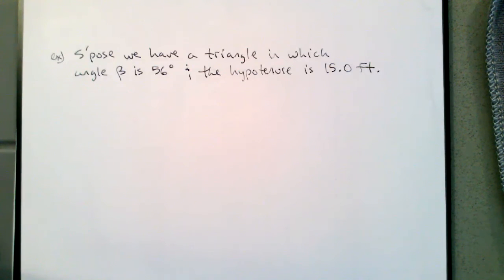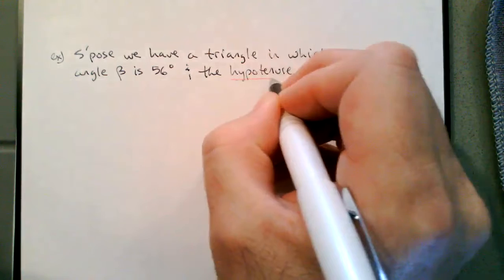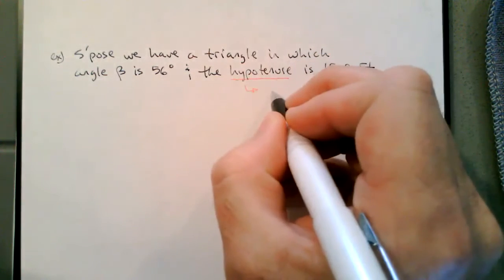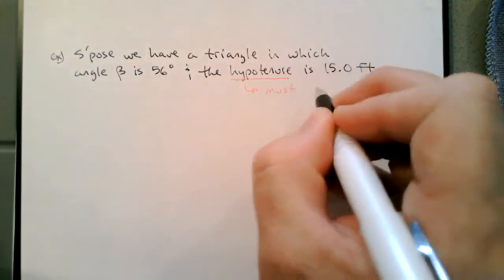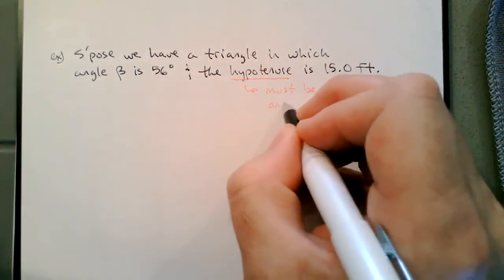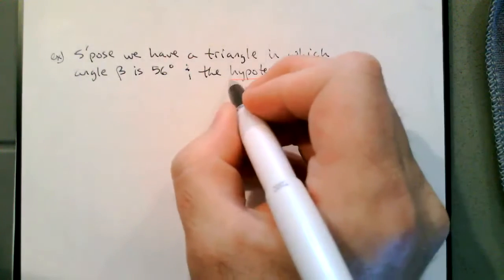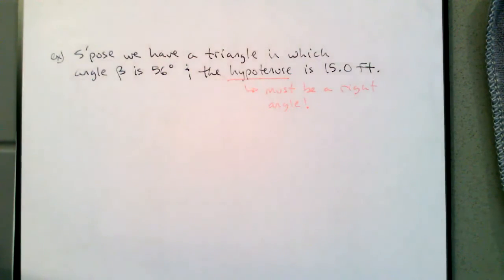The third piece of information is in the fact that I use the word hypotenuse. Since I've invoked a hypotenuse, that means we must be dealing with a right triangle. So one of the angles is 90 degrees. And there's our three pieces of information.